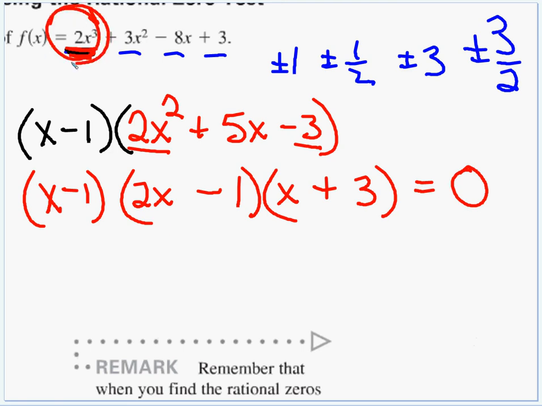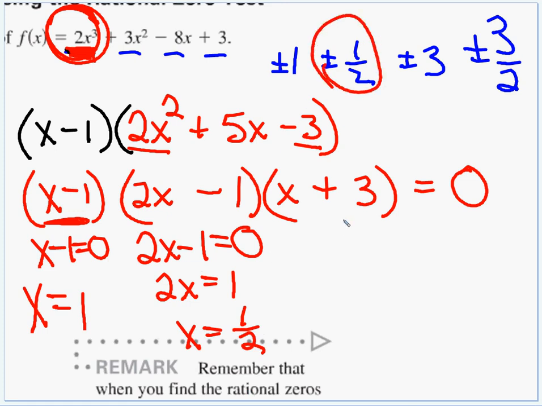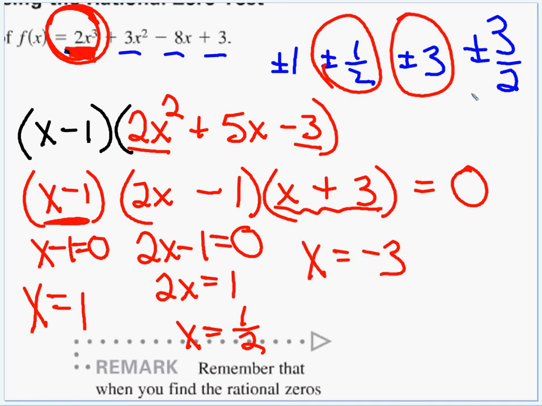Remember, when this problem started, it's 2x cubed, so we should have 3 of them. If we set x minus 1 equal to 0, we get x is 1. If we set 2x minus 1 equal to 0, we add 1, 2x equals 1, and divide by 2. x equals 1/2. That was one of the numbers on our list. And now here, x plus 3 equals 0 means x is negative 3. That's also on our list. If we had tried the 3 halves, positive or negative, it would have been a waste of time.